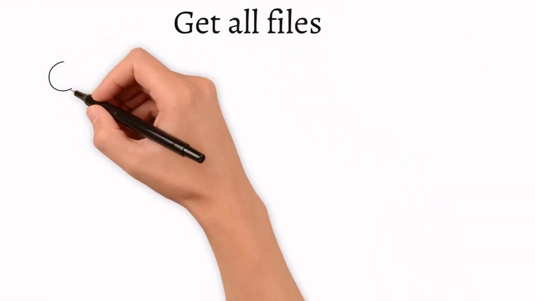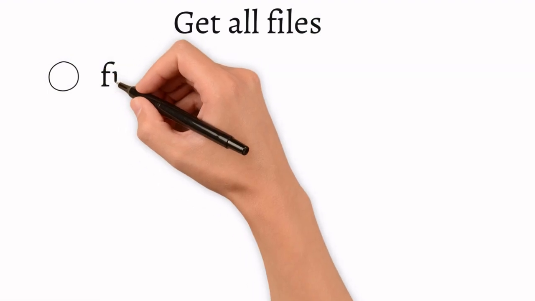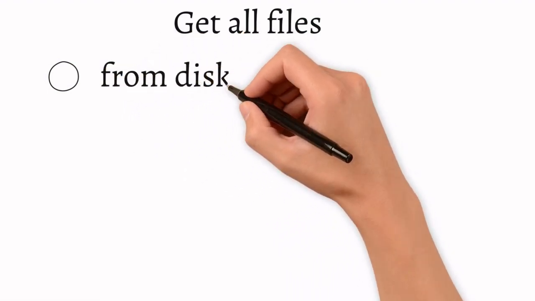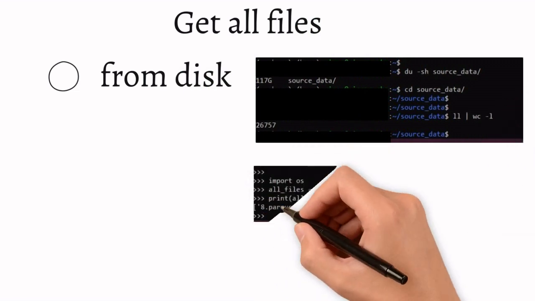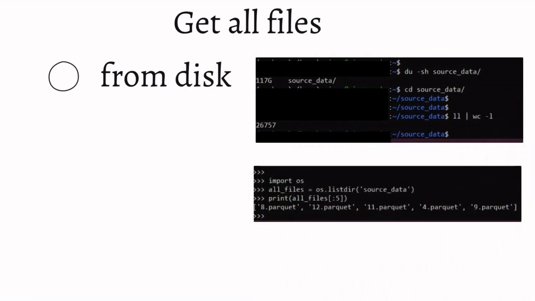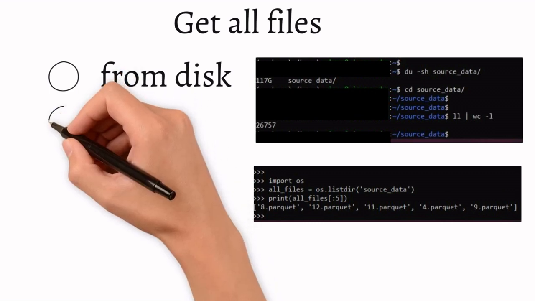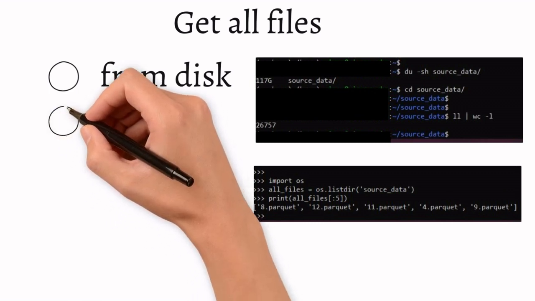Files can be stored in multiple places. In this video, all files are stored on disk in the folder named source_data. There are 26,757 files with a total size of 117 gigabytes. Here the first 5 files are printed.